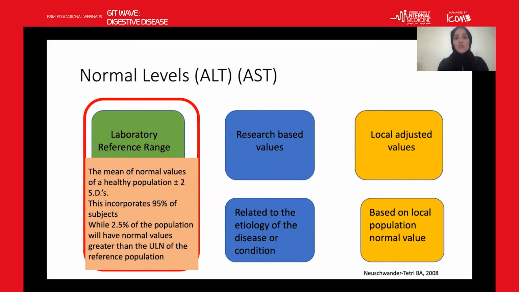This means 2.5% of the individuals in the same area will have higher values, which are normal for them, higher than the upper limit of normal of the reference population. And there is also the research-based value, which is mostly not used in the majority of specialty fields, and it is related to the etiology of the disease or condition.